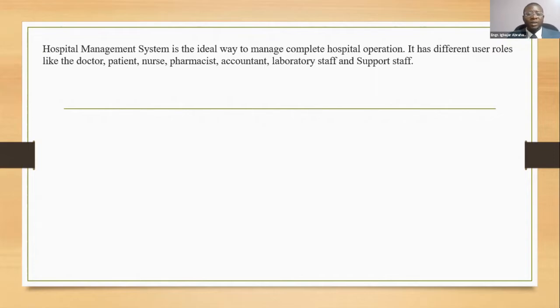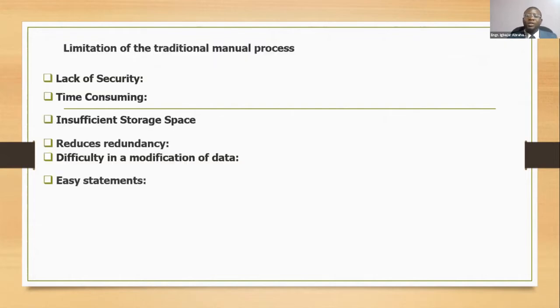Hospital management system is the ideal way to manage complete hospital operation. It has different user roles like doctor, patient, pharmacy, accountant, laboratory staff, and support staff. There are some limitations of the traditional manual process. For example, lack of security.